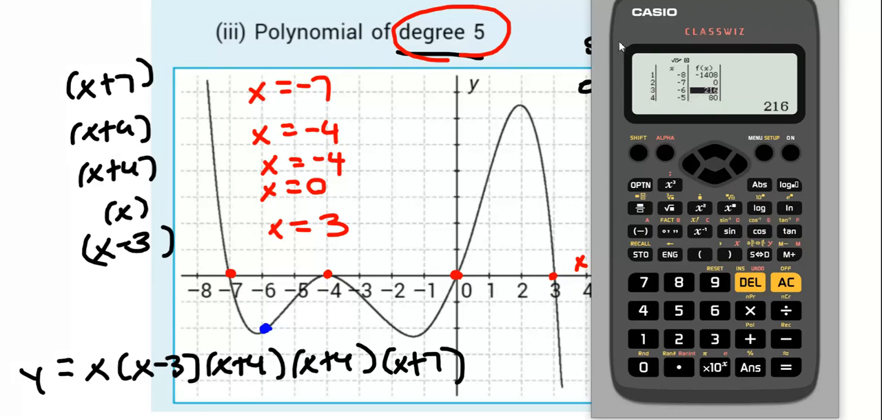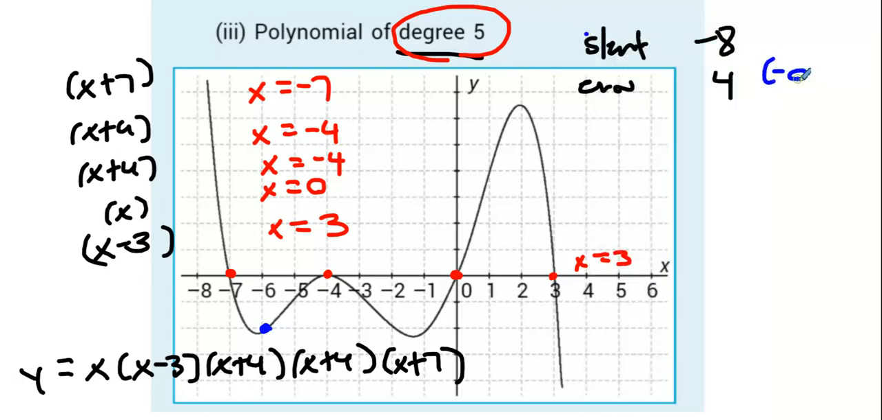Does everybody understand that the point minus 6, 216, it should be above the x-axis? Would everybody agree with that much? Yeah, but it's clearly below. So I have an idea for that.